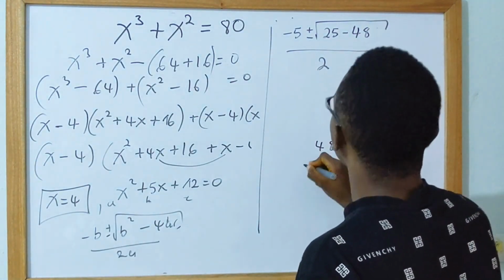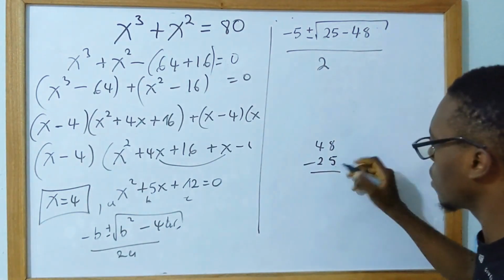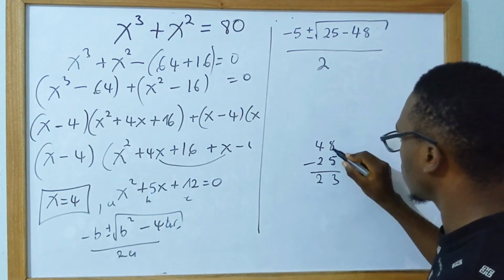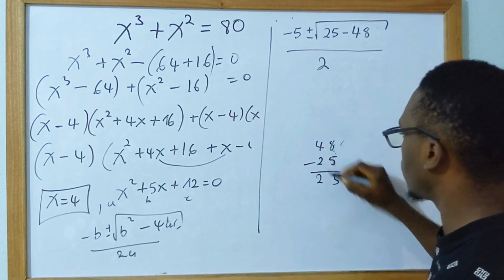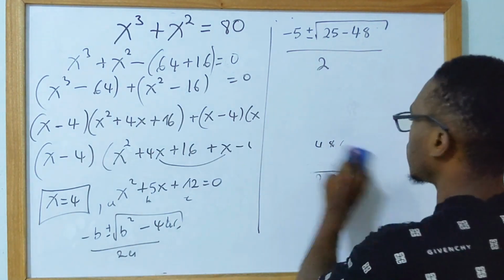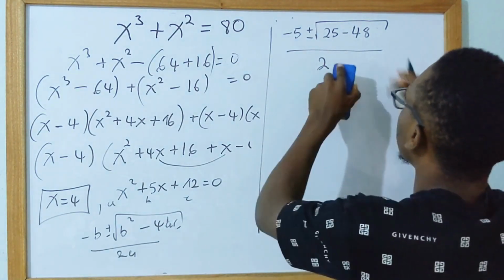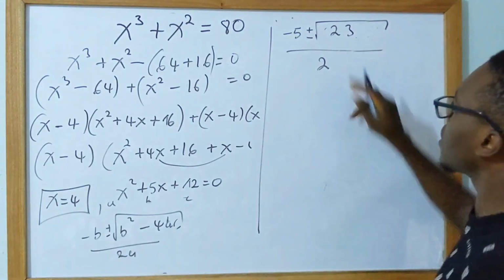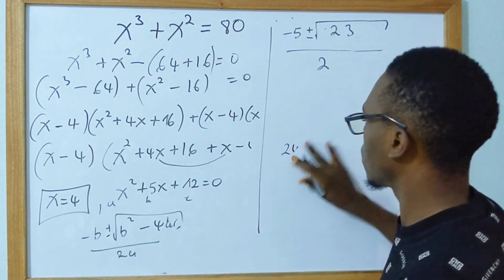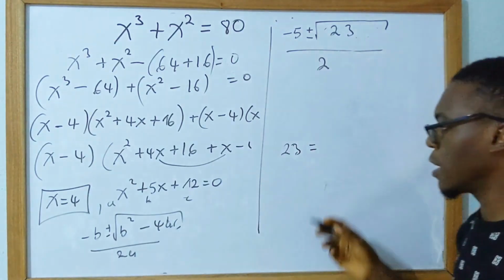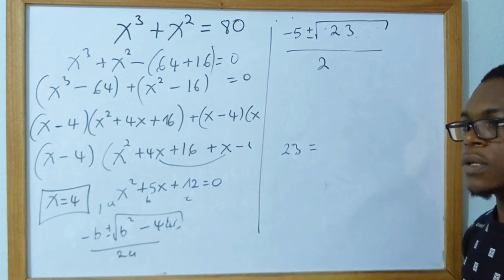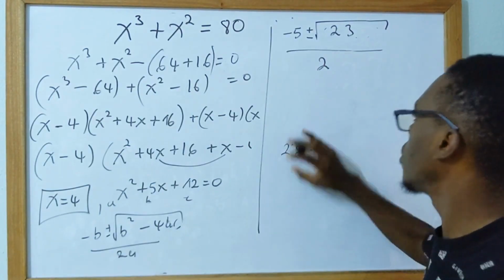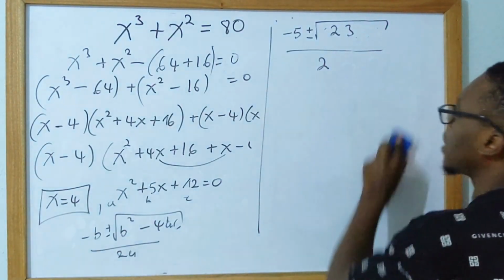And 48 minus 25, easily, that is 23. So you're going to have square root of 23 here. There is nothing that can be done to simplify 23, unless you are using decimals or fractions. Hence, we can just end here and say it will be the square root of 23.